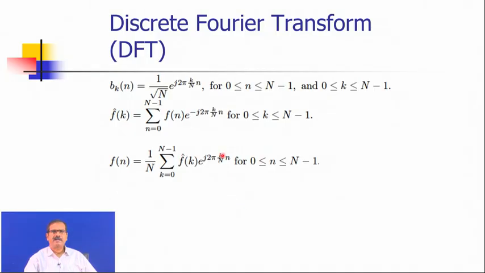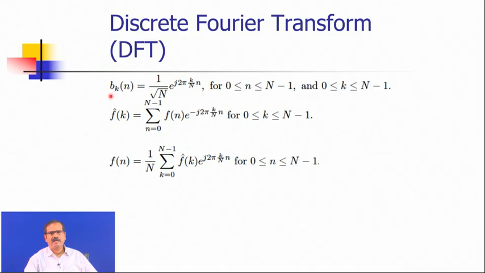So, if I look at the discrete Fourier transform expressions, the basis vectors for the discrete Fourier transform are represented in this form: 1 by root N e to the power j twice pi k by capital N into n. You should note here this is defined for N functional points.